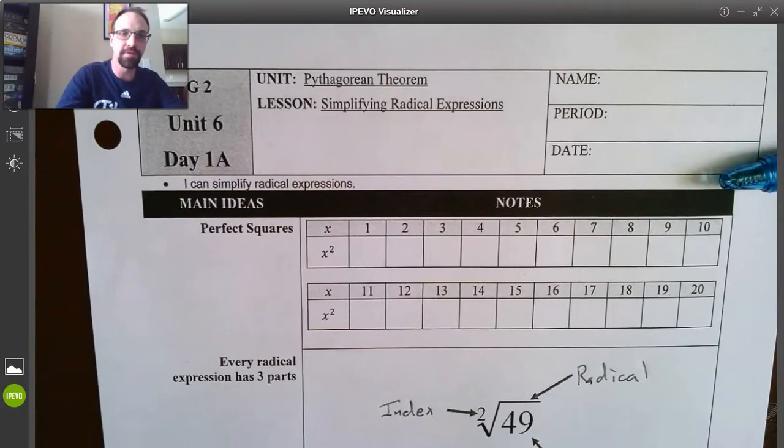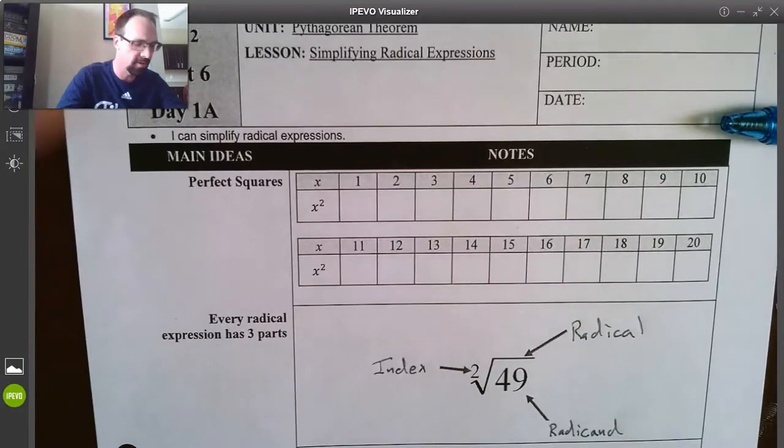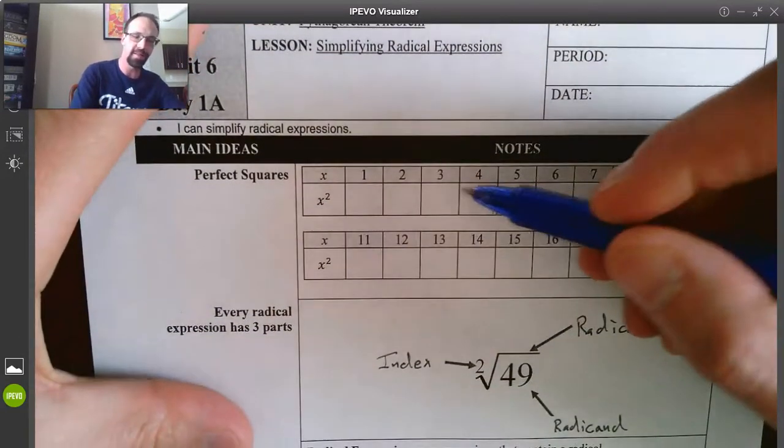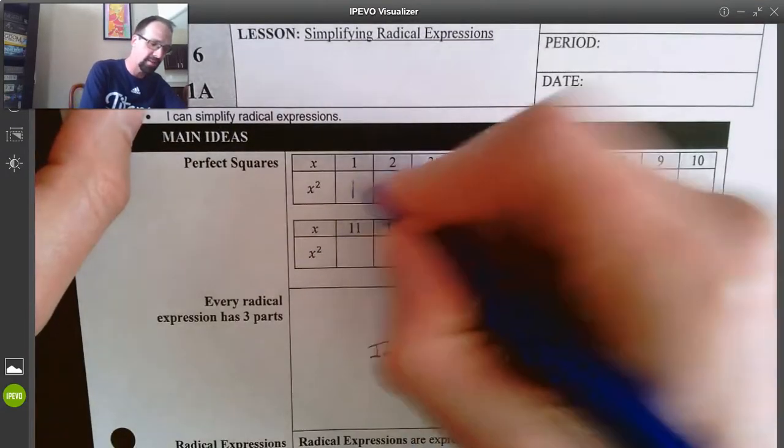For these first videos in Unit 6, Day 1A, Day 1B, and Day 1C, they all revolve around simplifying radical expressions. Before we go in, we want to talk about perfect squares. A perfect square is just a number multiplied by itself. You're going to see that we do this at the beginning of each of the sections. This is something that is helpful to have memorized at some point.